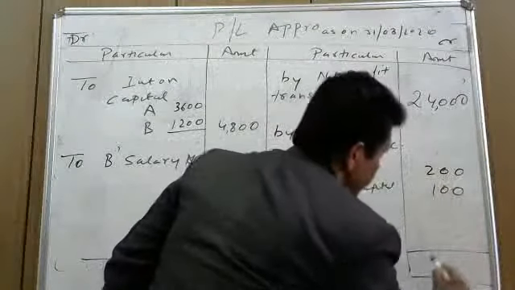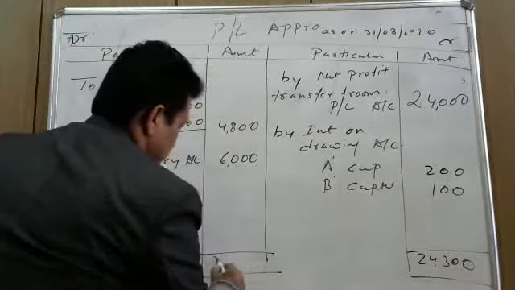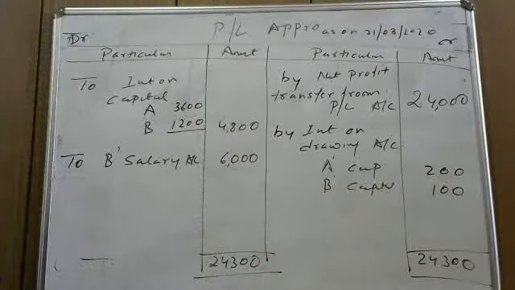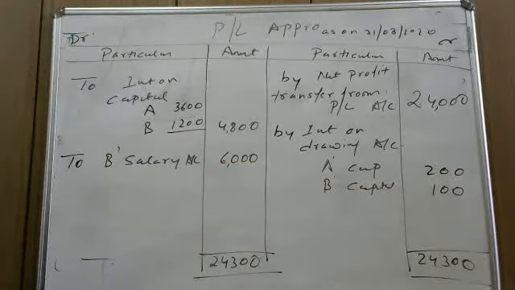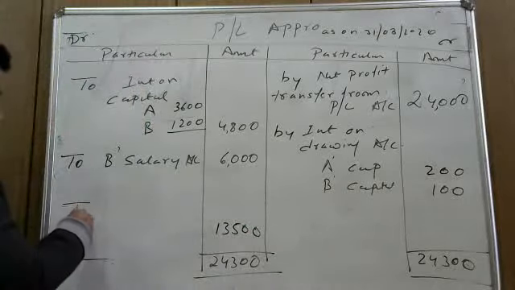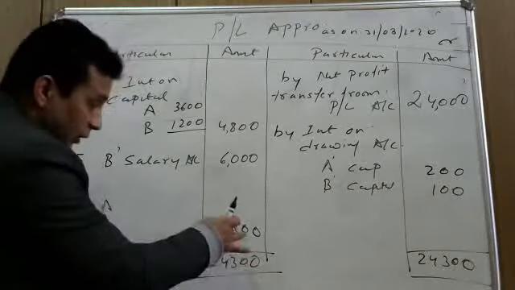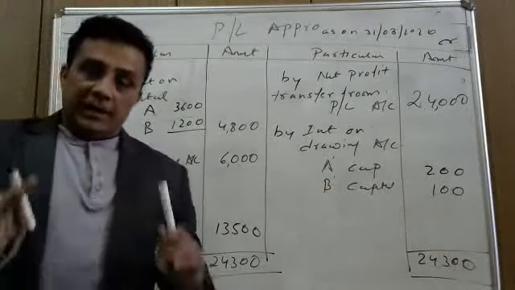Now, how do we write it? This is 24,300. Add all the expenses which are given in the question: 6,000 plus 1,200 plus 3,600 is 10,800. 24,300 minus 10,800 makes 13,500. So we get 13,500 as profit for the whole firm. Now this profit is divided into A's and B's capital account.